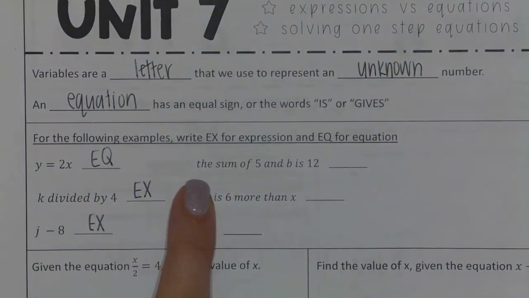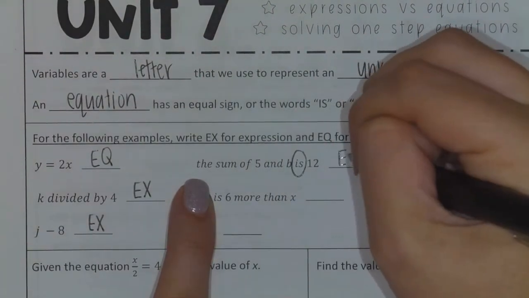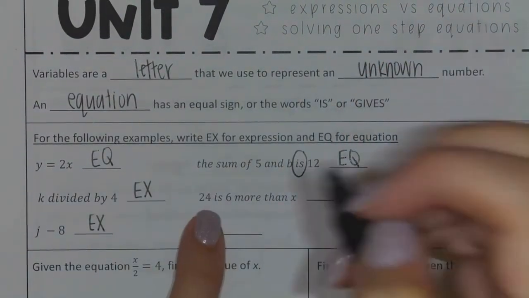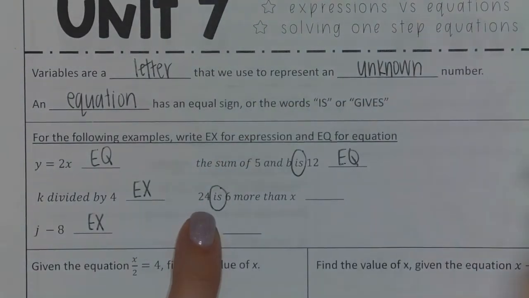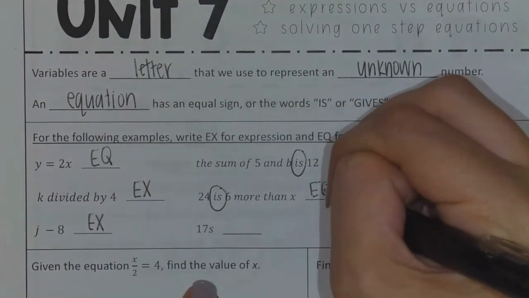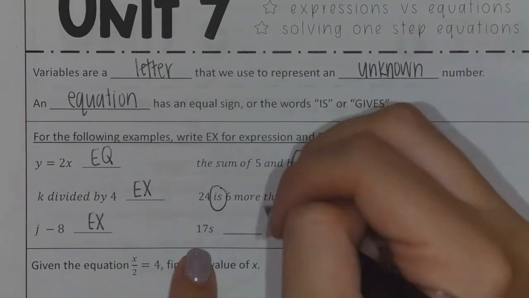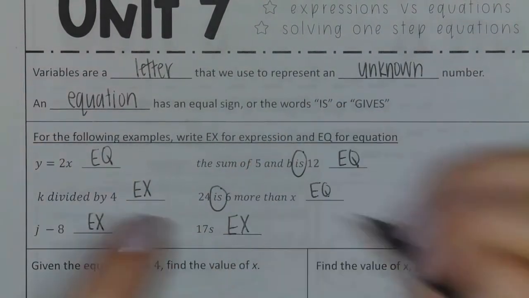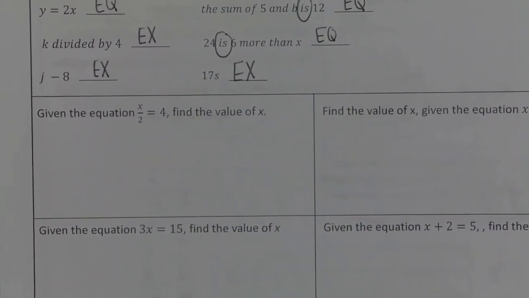The sum of 5 and b is 12. That word is tells me it is an equation. 24 is 6 more than x, equation. And just 7s, no equal sign, so that is an expression. So then we started solving for those variables, trying to figure out what is that missing piece, what does that variable represent?